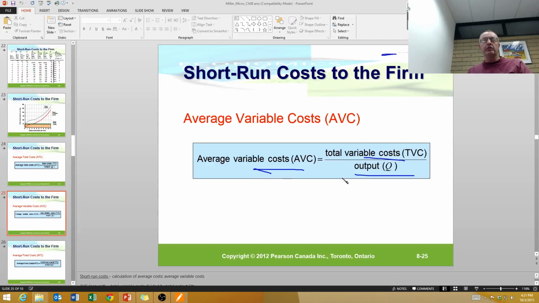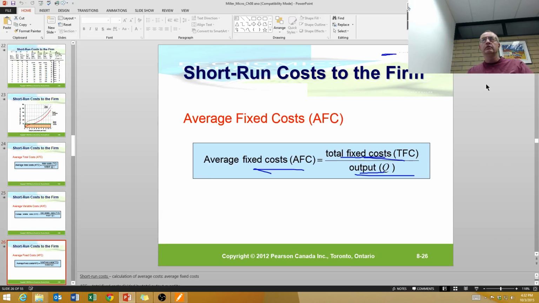Okay, our average variable cost simply equals our total variable costs divided by level of output, and our average fixed costs equal total fixed costs divided by level of output. I guess I should clean this off so you know it's changed. So the average fixed cost per unit of output is our total fixed cost divided by total quantity of output. So we can calculate all these average costs, and then we can plot them on a diagram, and that's what we do.